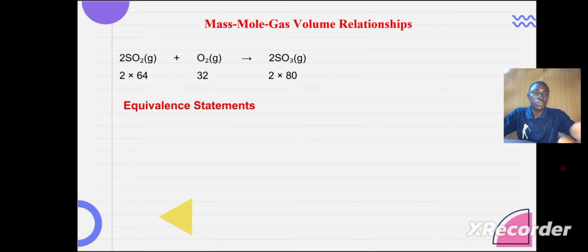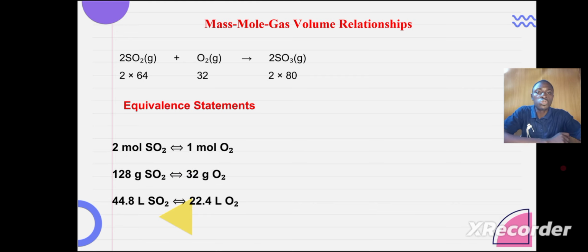In this equation, sulfur(IV) oxide reacts with oxygen to form sulfur(VI) oxide. As you can see from the state symbols, all of them are gases. Reactants are gases, and products are gases. I've also included the molar mass and reacting mass in the equation. For example, the molar mass of sulfur(IV) oxide is 64, and there are 2 of them, so the reacting mass is 2 times 64. The molar mass of oxygen is 32, and that's the reacting mass in this case. The molar mass of sulfur(VI) oxide is 80, and there are two of them, so it is 2 times 80. So what equivalent statements can we get from this?